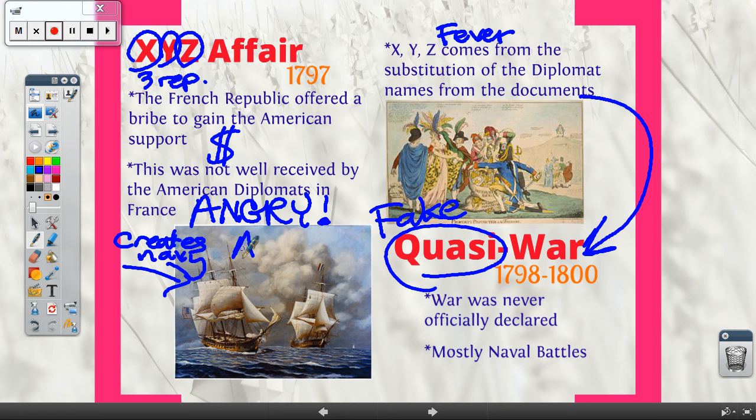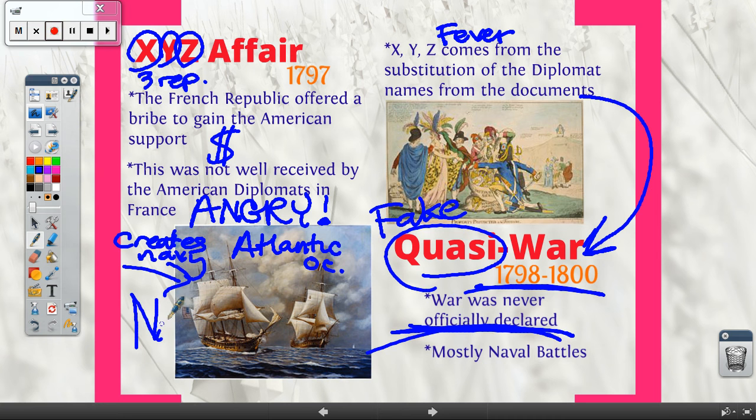They go out into the Atlantic and just start attacking French ships. And the French attack back. And we go back and forth and back and forth. But neither one of us officially declares war on each other at all. And it lasts for about 2 years. The only thing that ends this mess is a little guy named Napoleon.